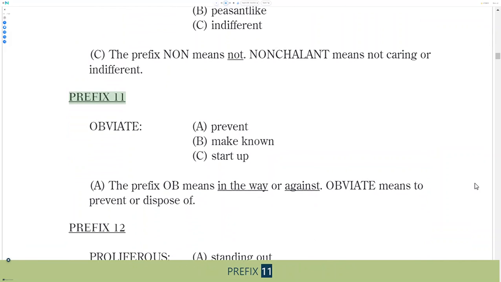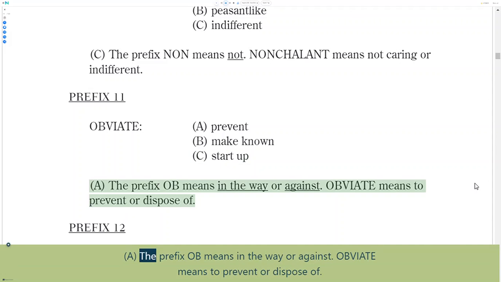Prefix 11. Obviate. A. Prevent. B. Make known. C. Start up. A. The prefix ob means in the way or against. Obviate means to prevent or dispose of.